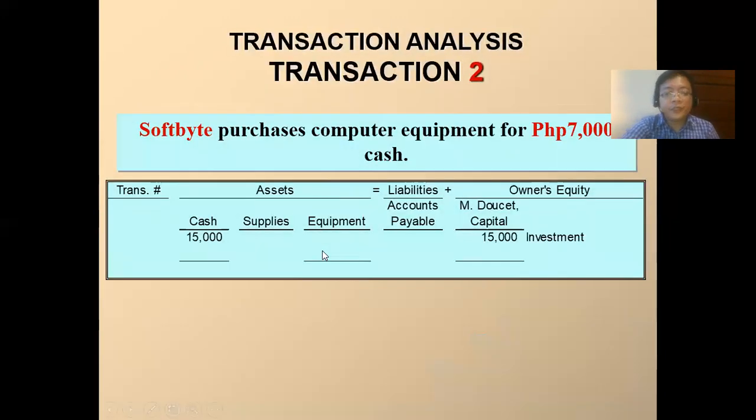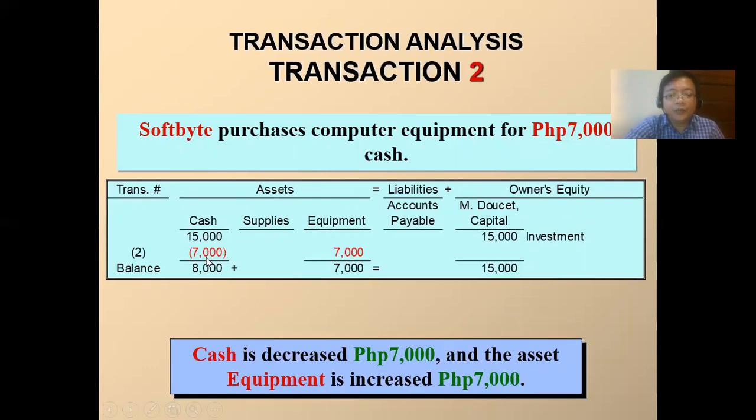Next, transaction analysis number 2. We just carry forward the balance from number 1. What if you purchase computer equipment for 7,000? Of course, it will deduct your cash, because you bought computer equipment. But it will add to your equipment. Why? Because out of 15,000, you purchased equipment worth 7,000. So cash is decreased by 7,000 and the asset equipment is increased by 7,000. Go back to our accounting equation: assets equal liabilities plus owner's equity. Are they the same? 8 plus 7 is 15, and on the other side, 15. Balanced. Yes, the principle of balance, the principle of bookkeeping, or the perfect double entry system.